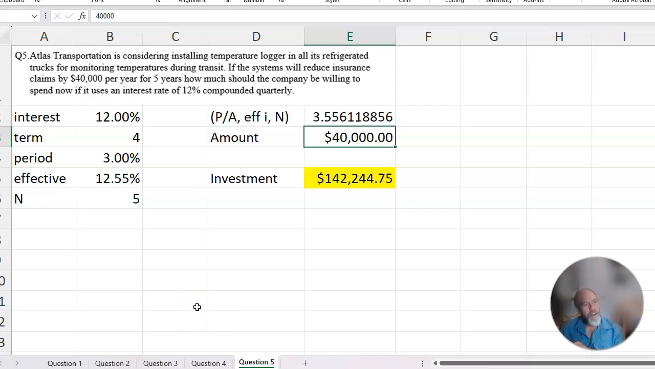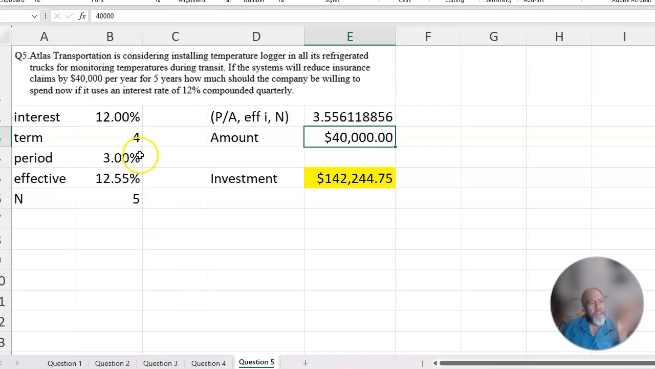All right, one last one here. Atlas Transportation is installing temperature loggers in all its refrigerated trucks for monitoring temperatures during transit. The system is going to get rid of insurance claims for $40,000 for 5 years. What does that actually mean? When you're dealing with a refrigerated truck, you're usually shipping food. If the food spoils prematurely, that's going to be an insurance claim. But if you can prove that the temperature was constant inside the variable range that it should be within, you can reduce the amount of insurance claims that you have.